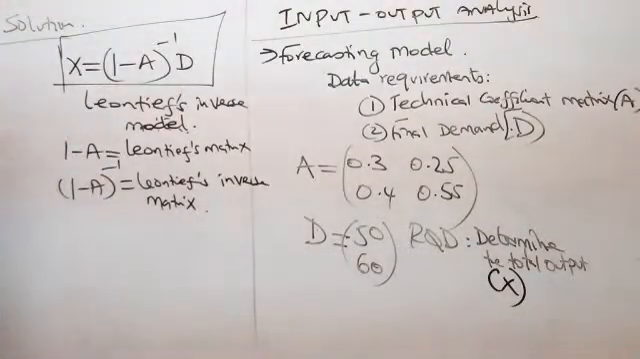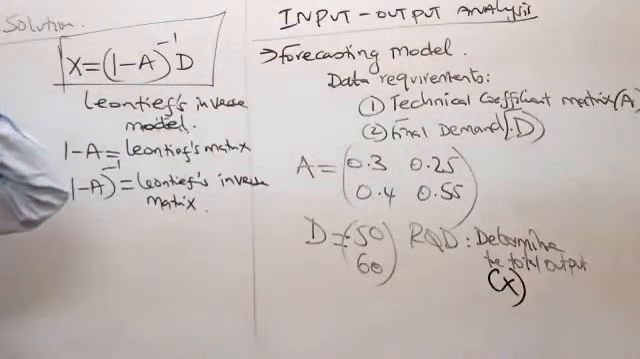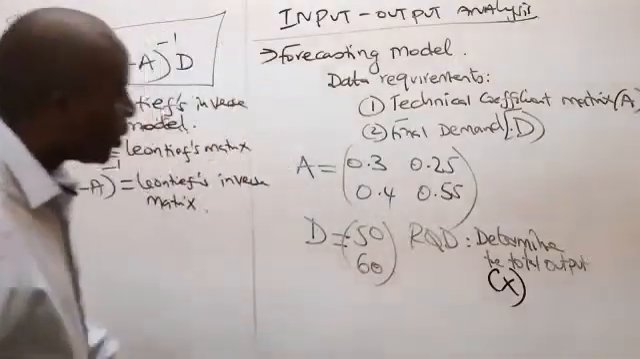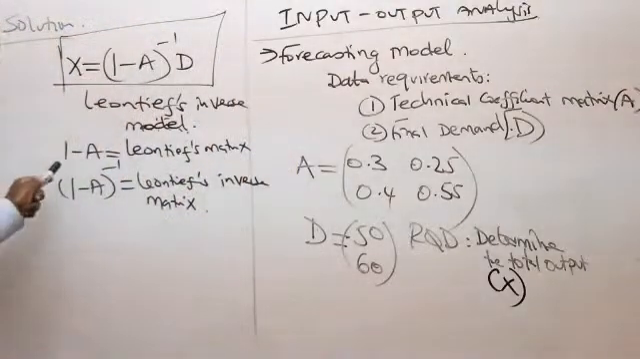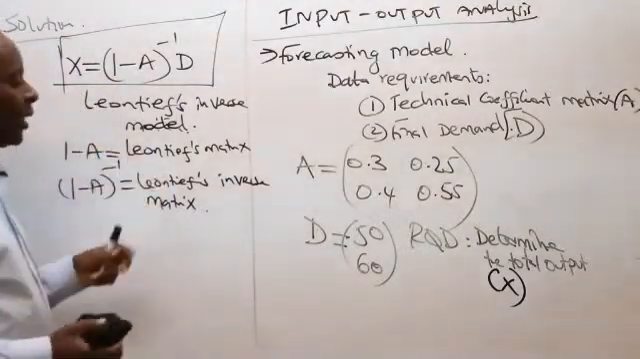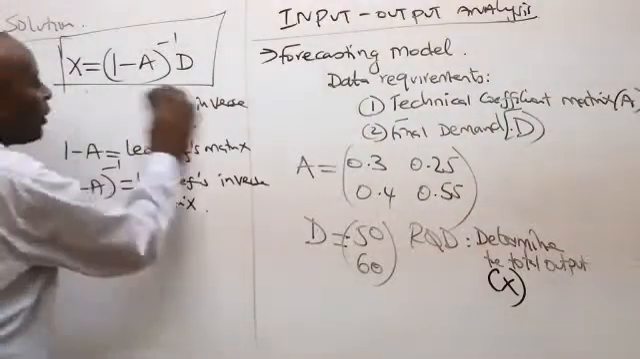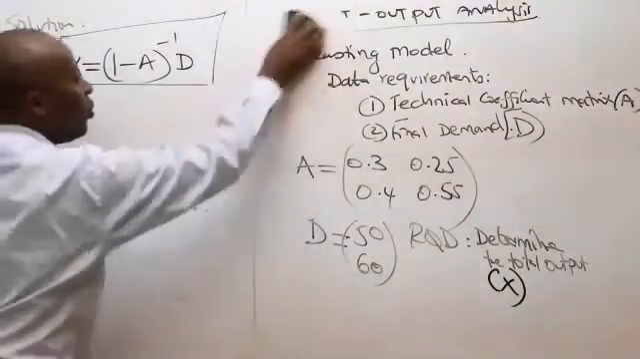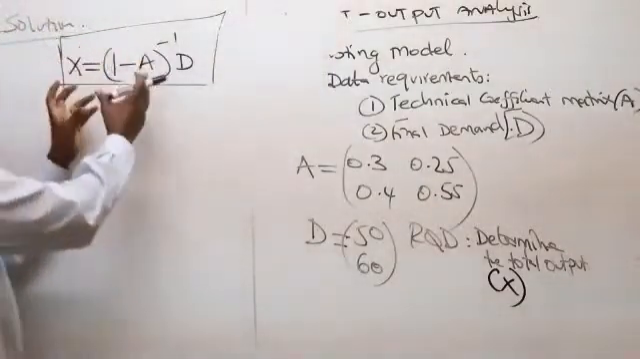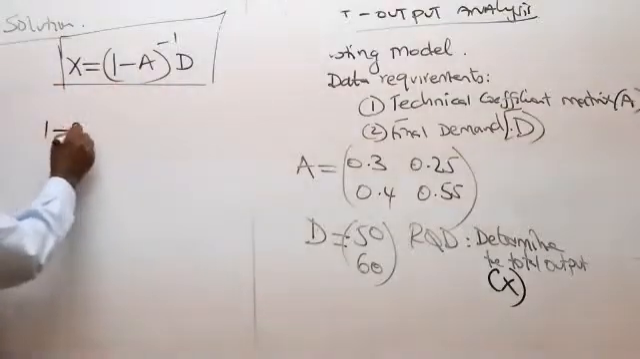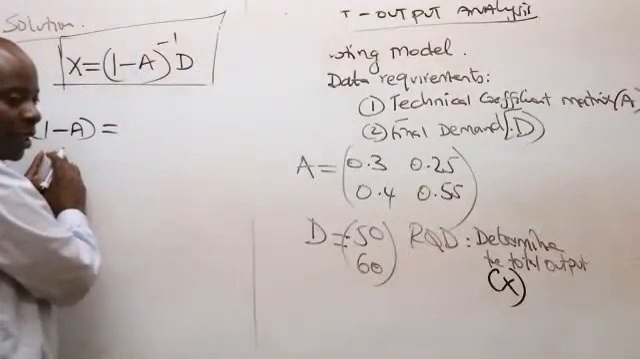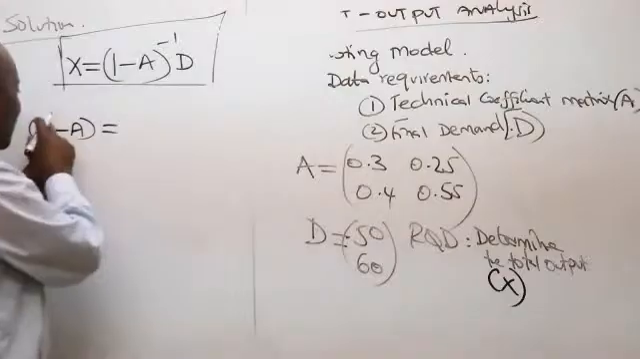Great. Ladies and gentlemen, listen to me very well. The first thing we want to do in this question, if you are following this model, is to get the Leontief matrix, because it is the Leontief matrix that we want to inverse. So I want us to ascertain what we call I minus A. Remember, if you watched your matrices very well, this is not one.